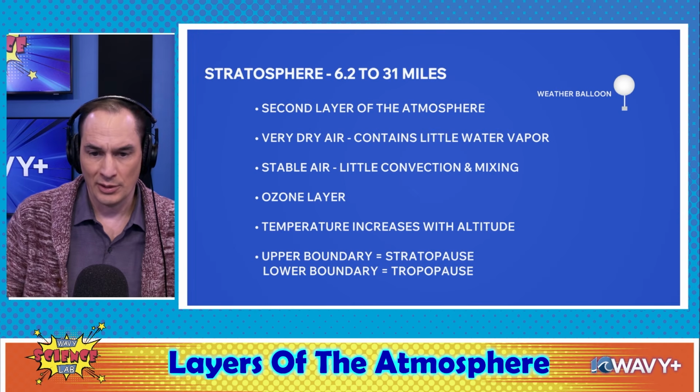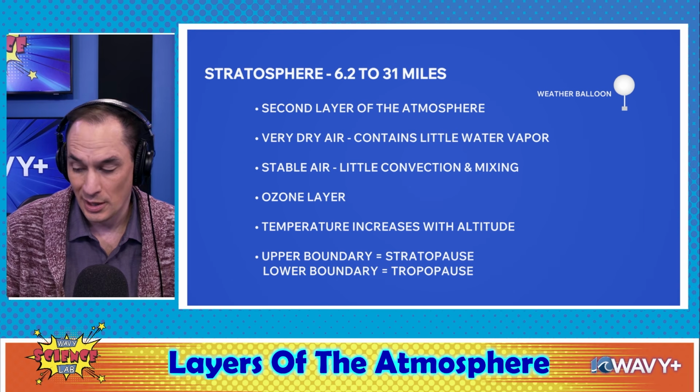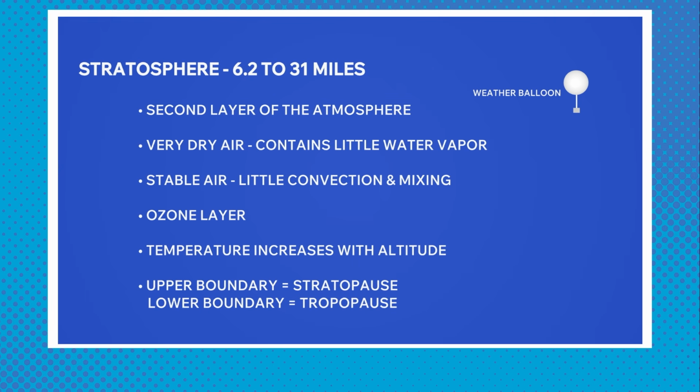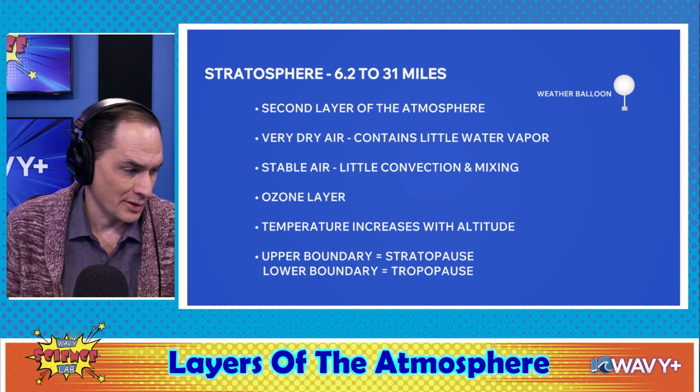All right, so now we're getting into the next layer, the stratosphere. And so this is 6.2 to 31 miles. Second layer of the atmosphere. Weather balloons fly up to this point, and then usually they pop or they deflate. Very dry air. There's very little water vapor. It's stable air at that point because the temperature's rising, or it's isothermal for a bit, but then it's rising, and that's because of the ozone layer. Temperature increases with altitude. So the upper boundary is called the stratopause, and the lower boundary is called the tropopause.